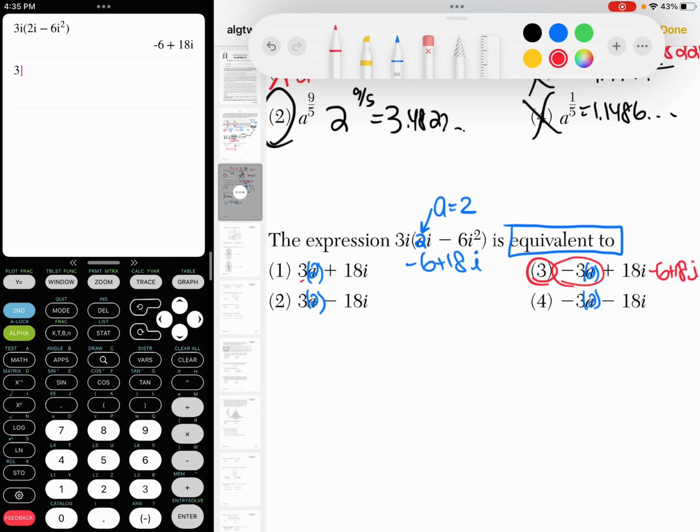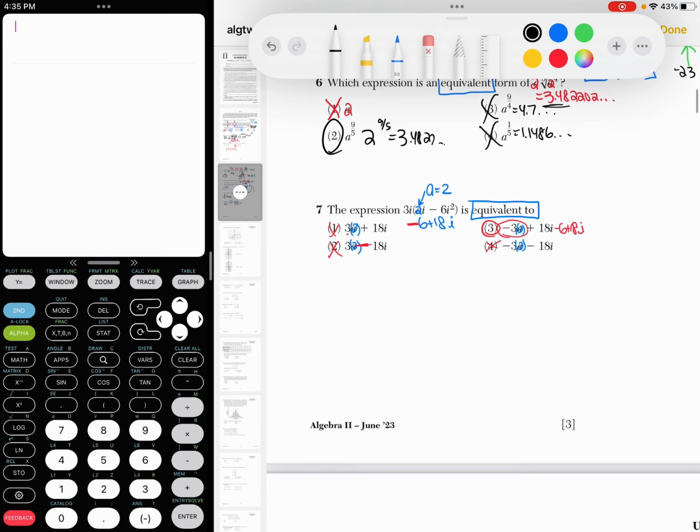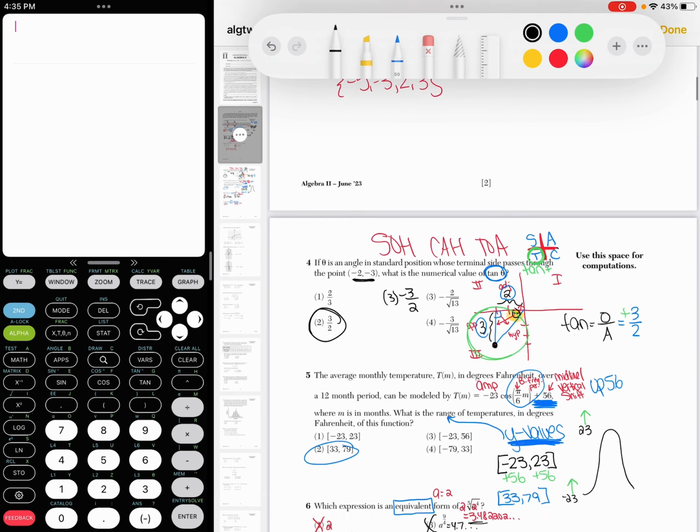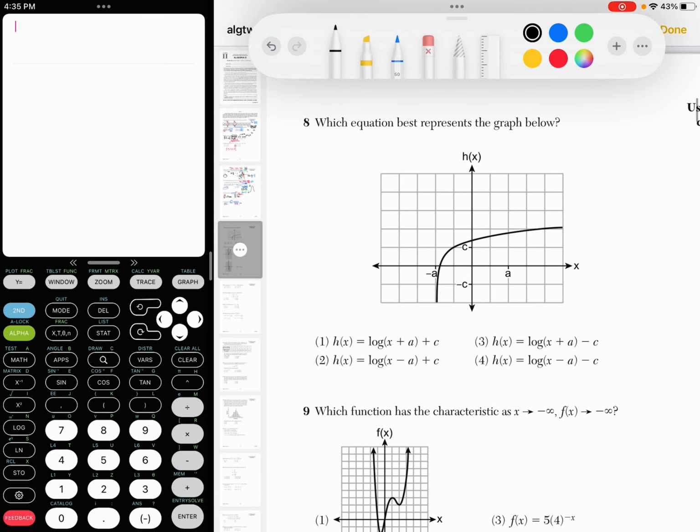Like choice 1 would be 3 times 2 plus 18i. When I press enter, it says 6 plus 18i, which is not correct. I'm supposed to get -6. And the next one says minus 18i. That one's not right. Of course, you can plug them all in, and you should plug all of them in when you're unsure, but this one's going to be choice 3 for equivalent to. So that was 3 already that we could have used the equivalent to trick for. It's a really helpful trick.